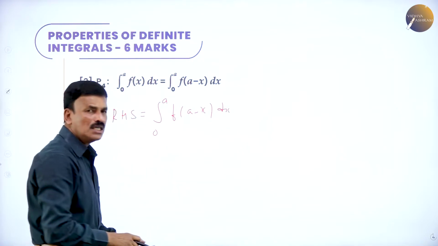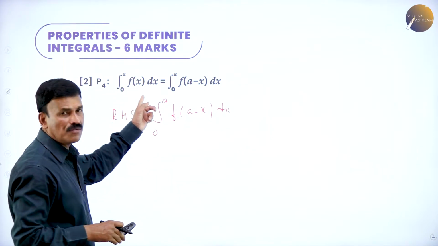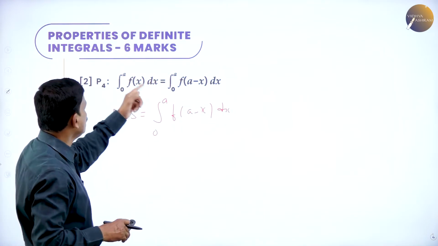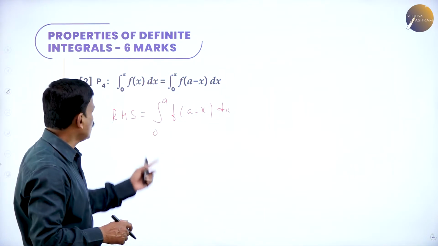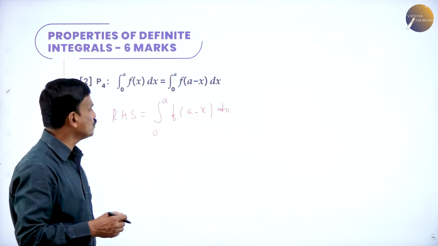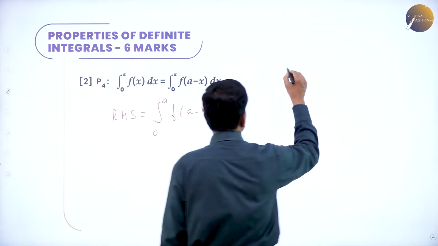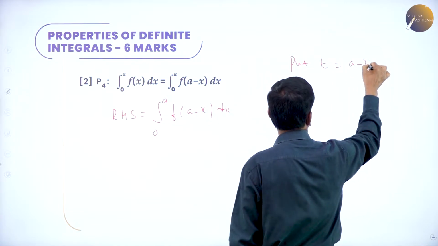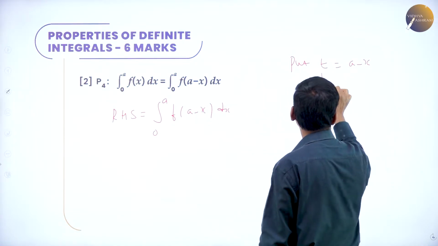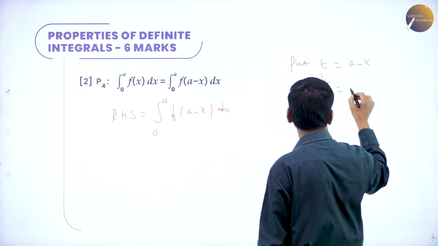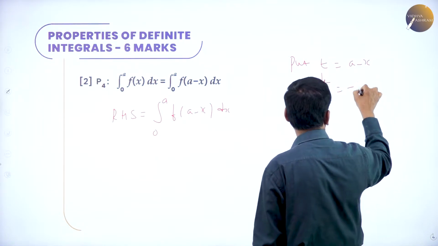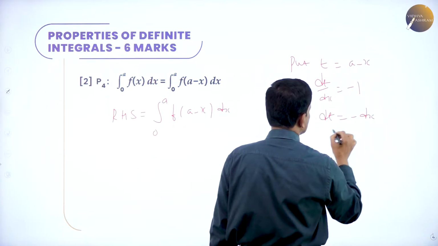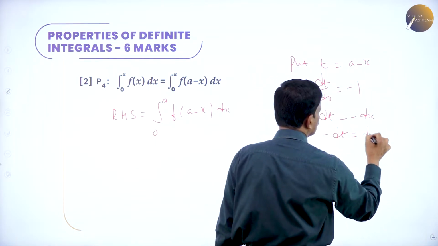Now what is to prove? To prove that integral 0 to a f of x dx is also equal to integral 0 to a f of a minus x dx. Now let us take the RHS, integral 0 to a f of a minus x. Let us take the substitution. Put, as usual, t is equal to a minus x. Differentiate it: dt by dx is equal to the differentiation of a, which is 0, and of x, which is minus 1. So dt is equal to minus dx, or minus dt is equal to dx.